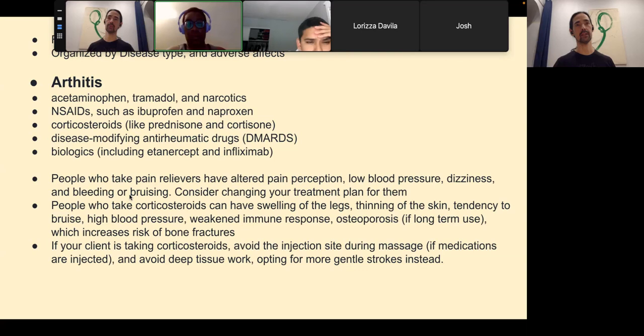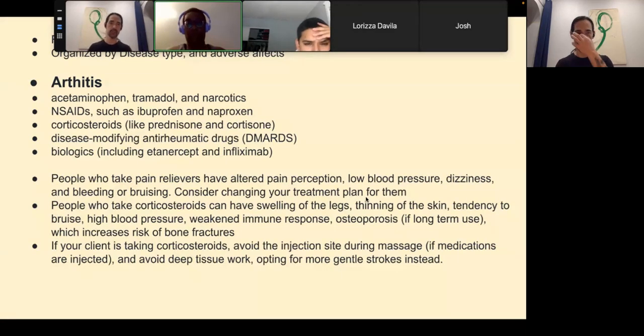Bleeding, bruising, you don't really want to bruise somebody. You certainly don't want to break the skin. So for someone who has bleeding or bruising, who's taking non-steroidal anti-inflammatories or corticosteroids, I definitely wouldn't do cupping on people like that. Not if they're taking them long term. And if someone is at risk of bruising, I wouldn't be using heavy pressure on them at all. So consider changing your treatment plan. That just means a little bit less pressure, a little bit less deep.